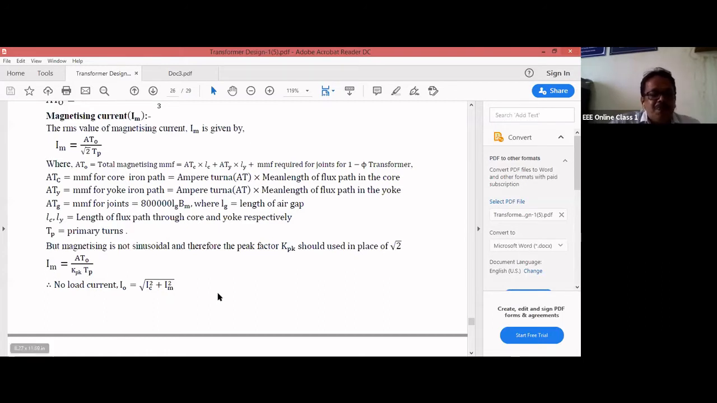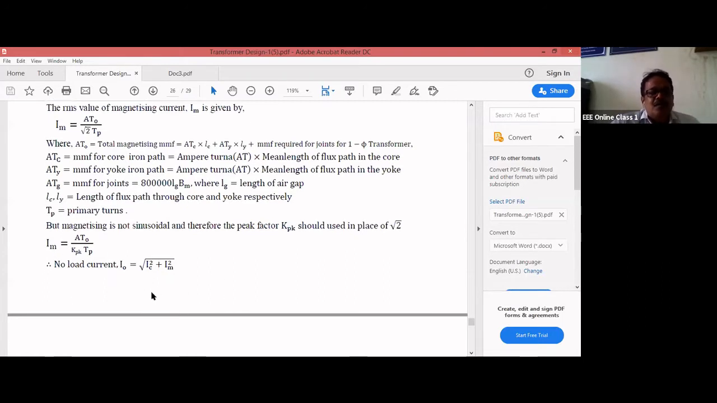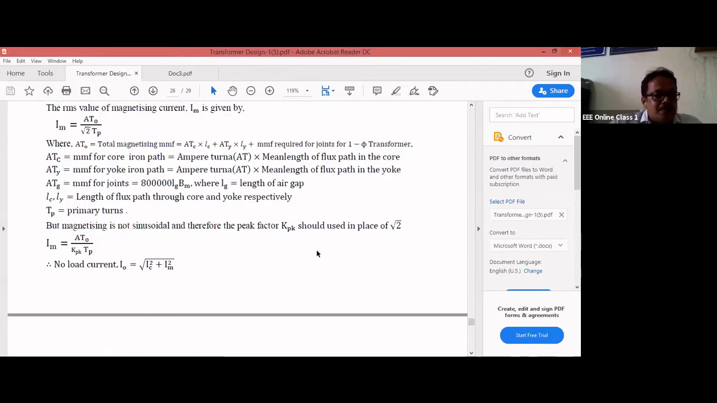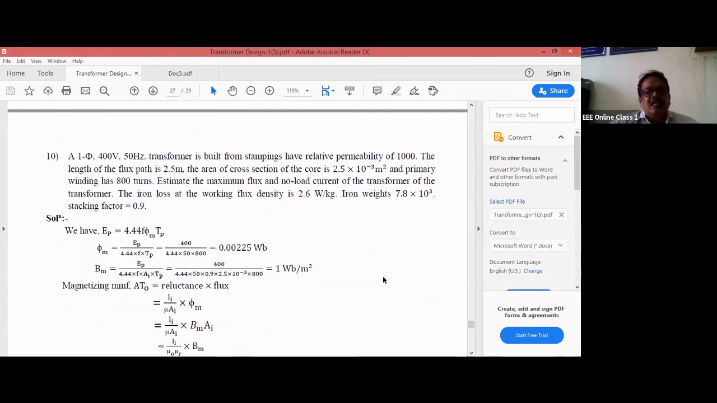Okay, we'll solve it. So normally, finally, what you can say is that the no load current I0 is equal to square root of IC square plus IM square. A simple one. Based on this relation, you will try to solve the problem. It's not a lengthy problem. It's a small problem, shorter compared to other transformer problems, so that you can do it fast. Okay, let us solve the problem now.